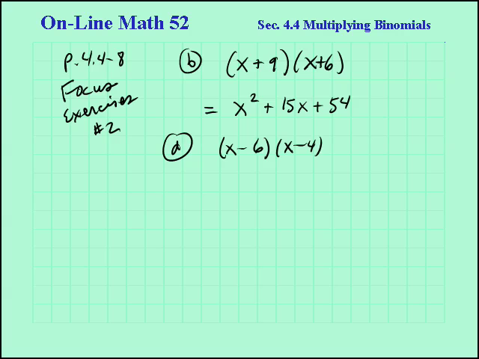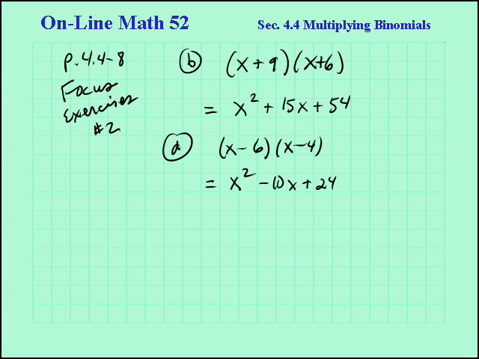Again, using the FOIL method, the firsts: x times x, simply x squared. The outer product is negative 4x. Keep that in your mind, negative 4x. The inner product is negative 6x. Keep that in your mind. Negative 4x, negative 6x: negative 4, negative 6 is negative 10x. The lasts: negative 6 times negative 4 is a positive 24.